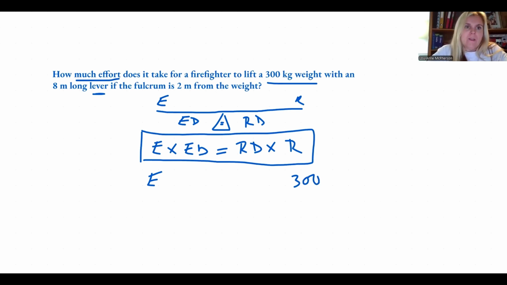Next, it says with an 8-meter long lever, if the fulcrum is 2 meters from the weight. So that means the total distance of our lever is 8 meters. And then remember, the distance between the fulcrum and the resistance is known as our resistance distance. So that is going to be a 2. So now we have to figure out what our effort distance is. And to do that, you're going to take the total length of the beam and subtract it by the resistance distance. So 8 minus 2 is going to give you 6. And that is how you're going to set up your lever question.